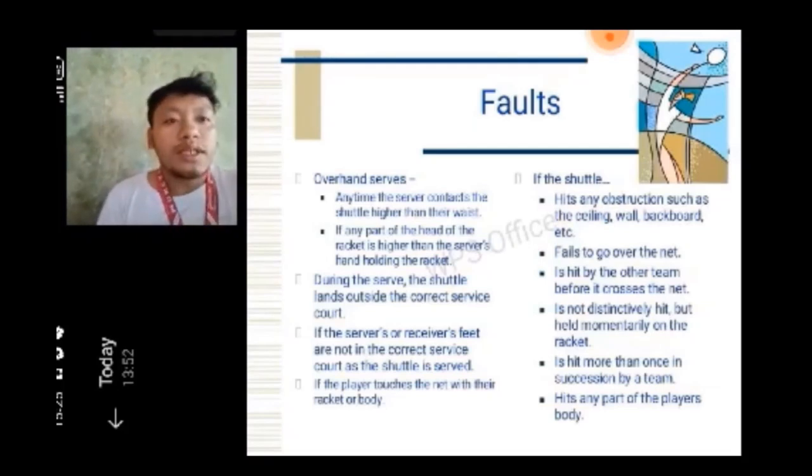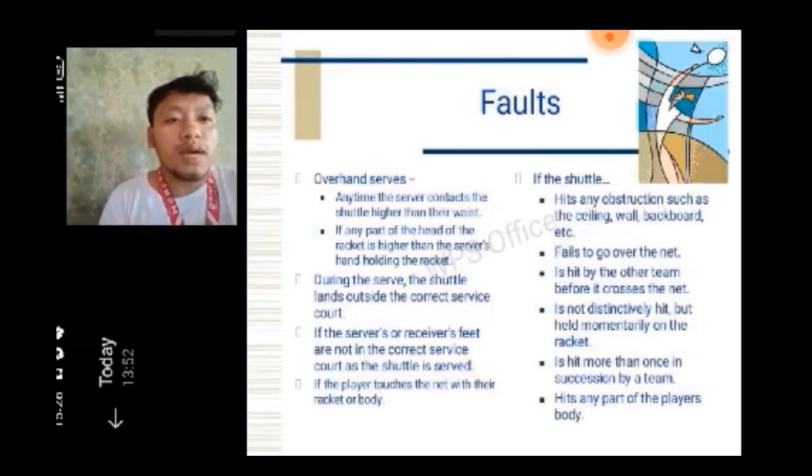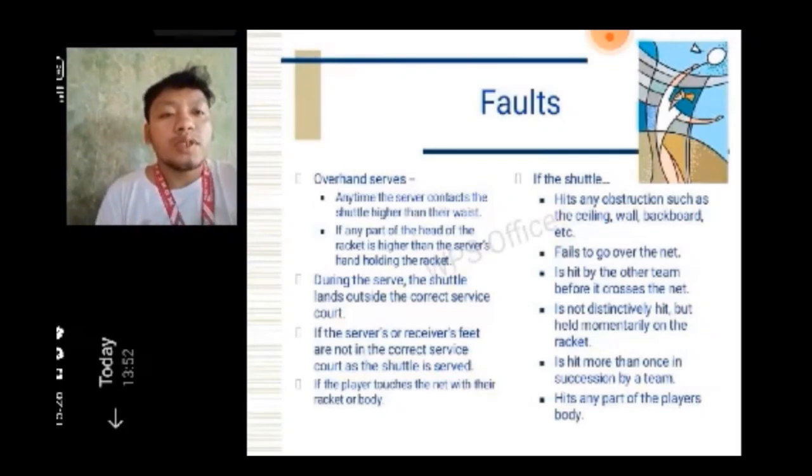Next, if the shuttle is not distinctively hit but held momentarily on the racket. Next, if the shuttle is hit more than once in succession by a team. So kung ang shuttlecock daw is mahit nimo og katulo or kaduha, so fault na pud siya, dapat kaisa lang.